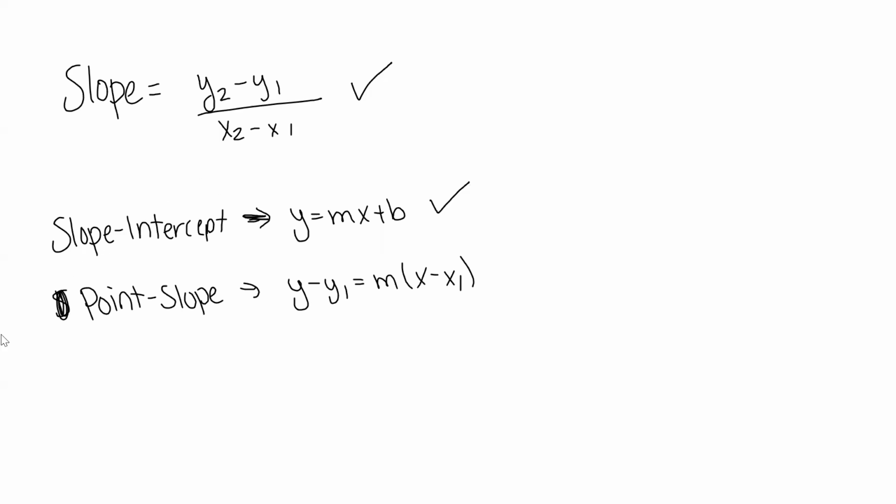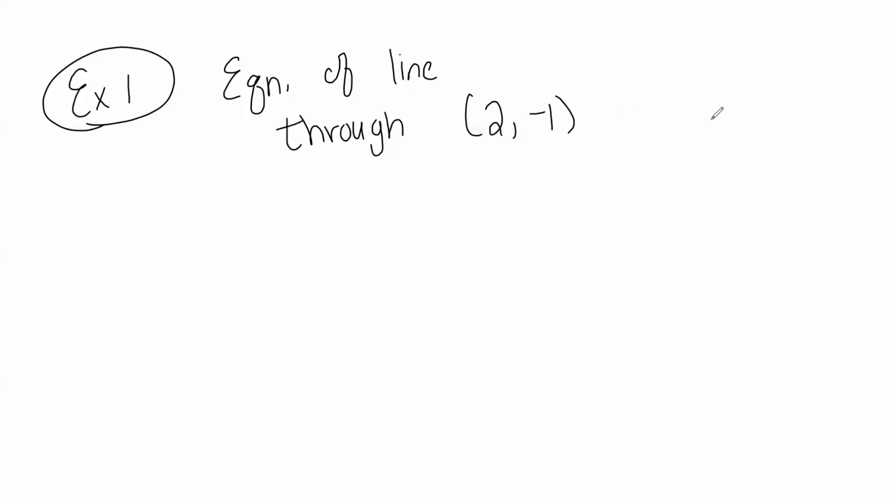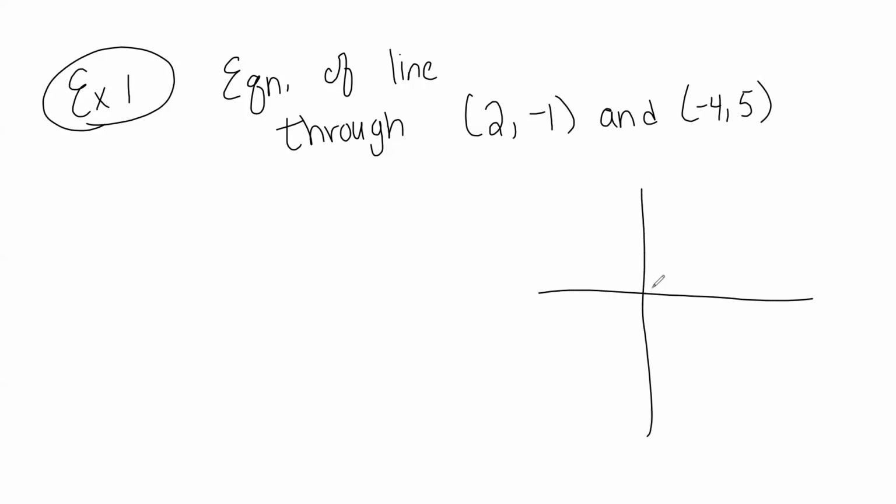So I'm going to give you 2 points. Here's example 1, and we are going to find the equation of the line that goes through the points (2, -1) and (-4, 5). Now don't write this down, but if you did have graph paper, we could graph this.